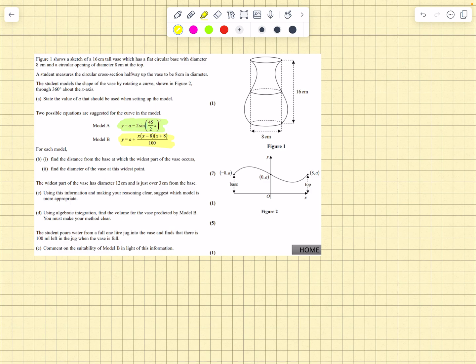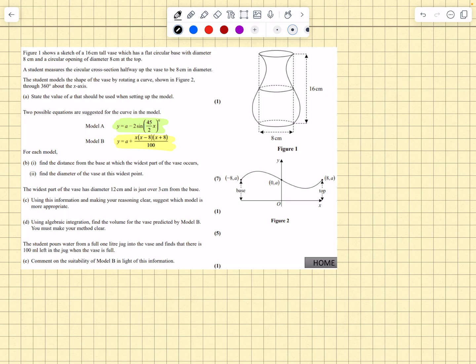Because it's an AS question, do not think that you need to know or should be aware of any integration or differentiation of trigonometric functions. We're going to do this without the knowledge of all of that.